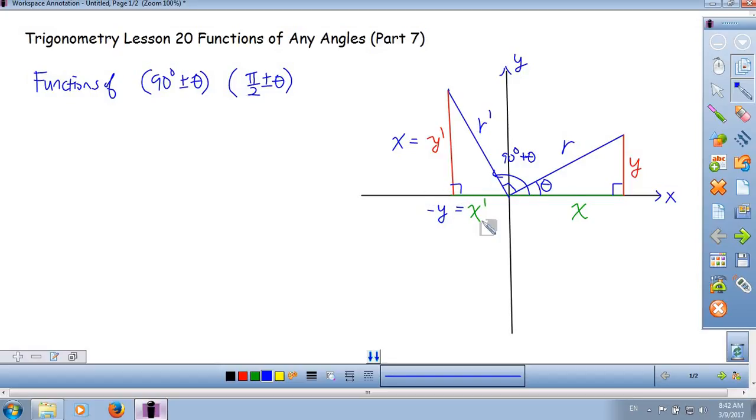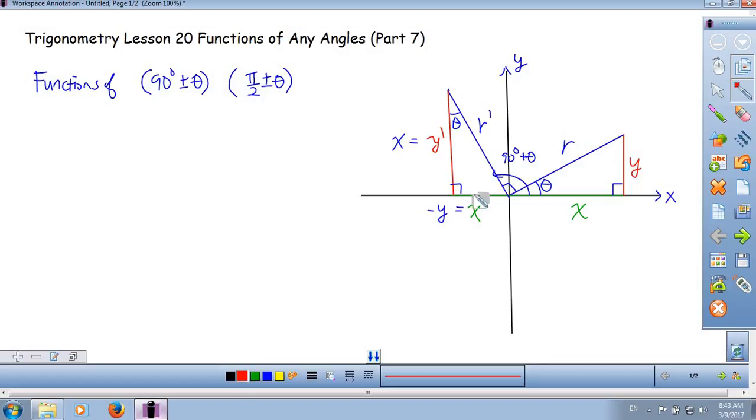The reason is these two triangles are congruent. Remember this is angle theta, and the angle theta is actually here. When you rotate like this, these two triangles are congruent, but this angle theta has changed position to here. So as you can see, this y prime was the adjacent side x, and this x prime was the opposite leg y. And this is 90 degrees, this is theta, and so that is the complementary angle, which is equal to this angle right here.